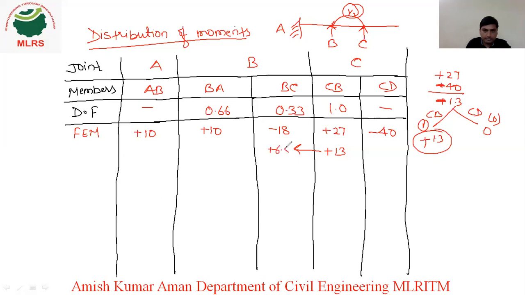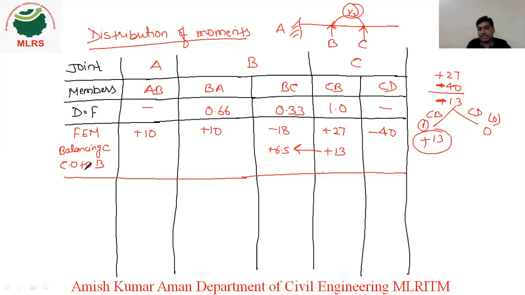That is 6.5. Now we need to add them. This is FEM as well as balancing C and carryover to B. We have balanced C as well as transferred the carryover moment to B also. Now add: this is minus 40, so plus 27 plus 13 is plus 40. And this is your minus 18 plus 6.5, minus 11.5. This is still plus 10. This is still plus 10.